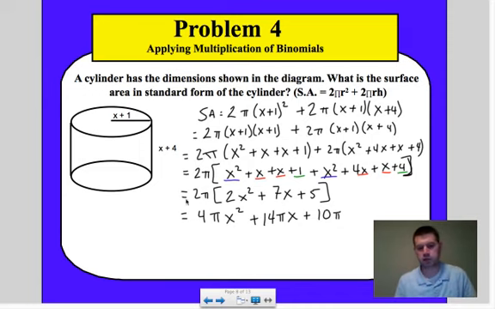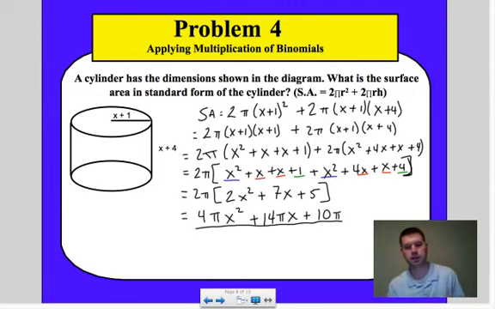Sometimes later on we'll get into where we just leave pi on the outside. Right now we're going to go ahead and distribute. But there would be our final answer right there. That is the surface area of that cylinder.